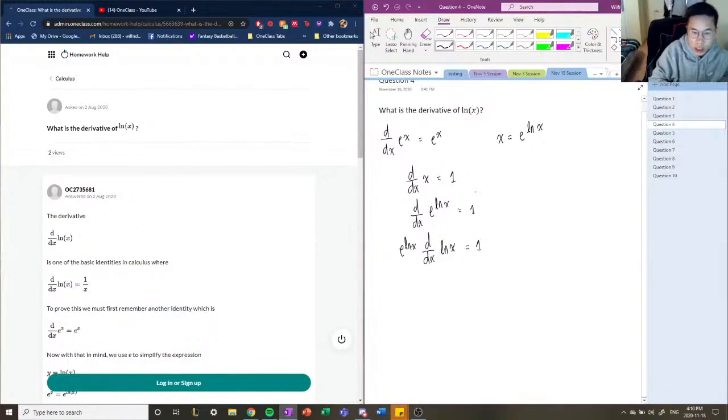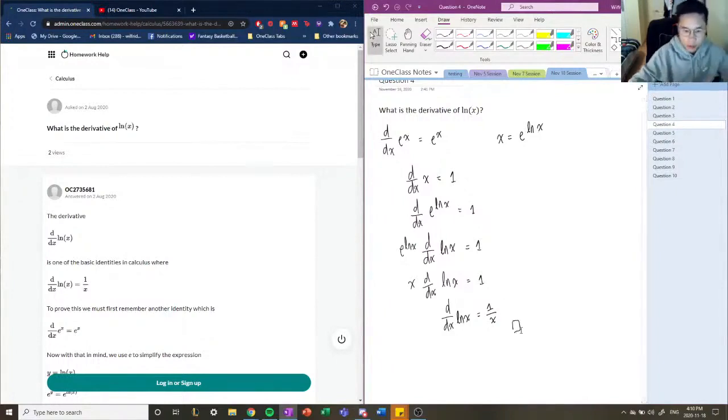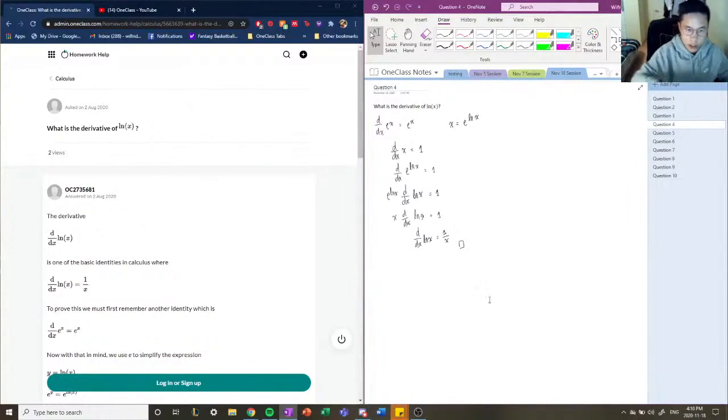But we also know that e to the ln x equals x. So this equals x, and we have x times d/dx of ln x equals 1. And if we isolate for this whole term here, we get d/dx of ln x equals 1 over x. Okay, so that's how you can derive ln of x, and this is the proof for it. So this is the proof. So the second proof, I'll run through what the junior tutor wrote.